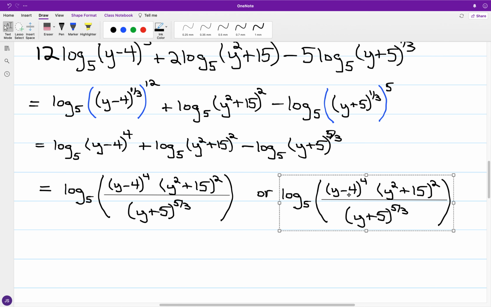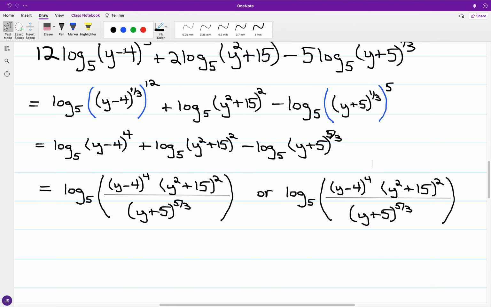Just another way this could possibly be written: notice we have a non-integer exponent in the denominator, and this could be written in radical terms. So you have the 5/3 power, and if I wrote this in radical terms, I'm looking at the cubic root of y plus 5 raised to the 5th power. This is just another way, but this answer is a complete answer in its own right.